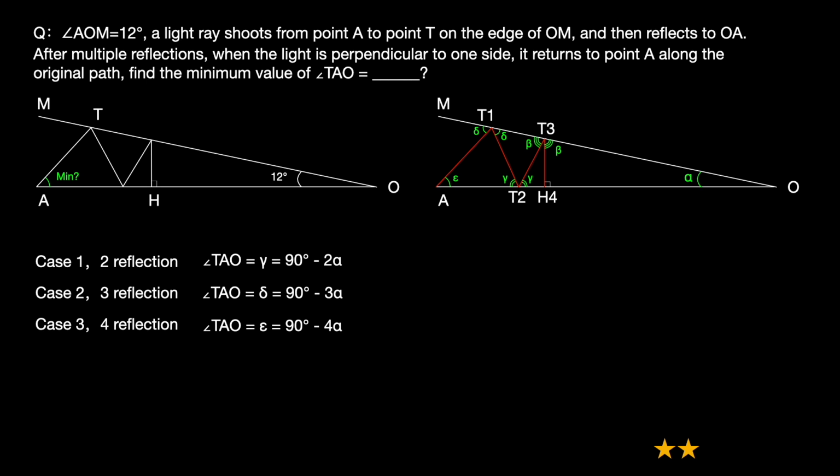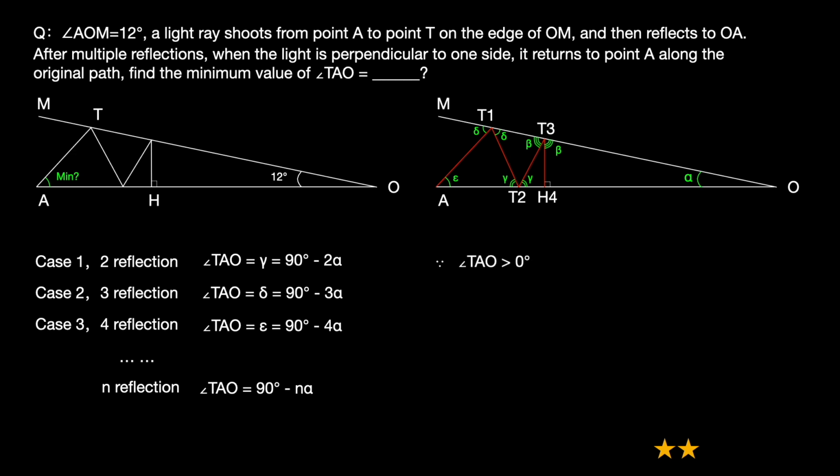From the above conclusions, have you discovered some rules? Great! You've summarized the equation for the general situation. That's right. When the number of reflections is n, the angle TAO is equal to 90 degrees minus n alpha. So how does this help us?